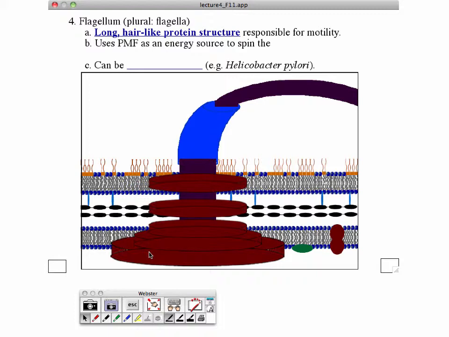It has a ring called the L ring. It has a ring called the P ring. And then down at the very bottom, this whole kind of basal level set of rings is called the MS ring.